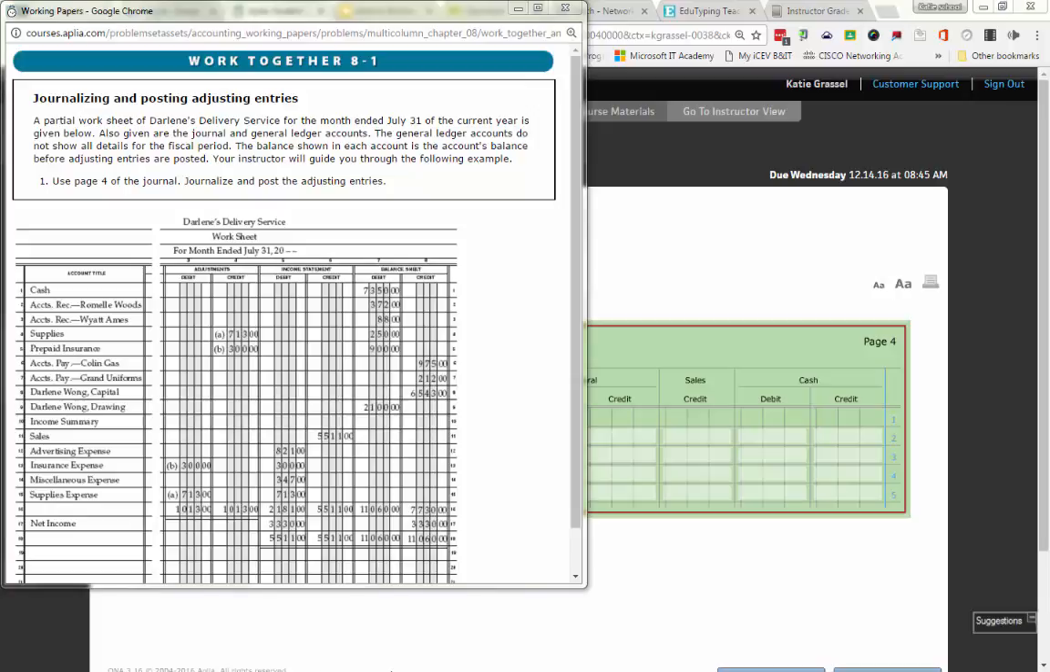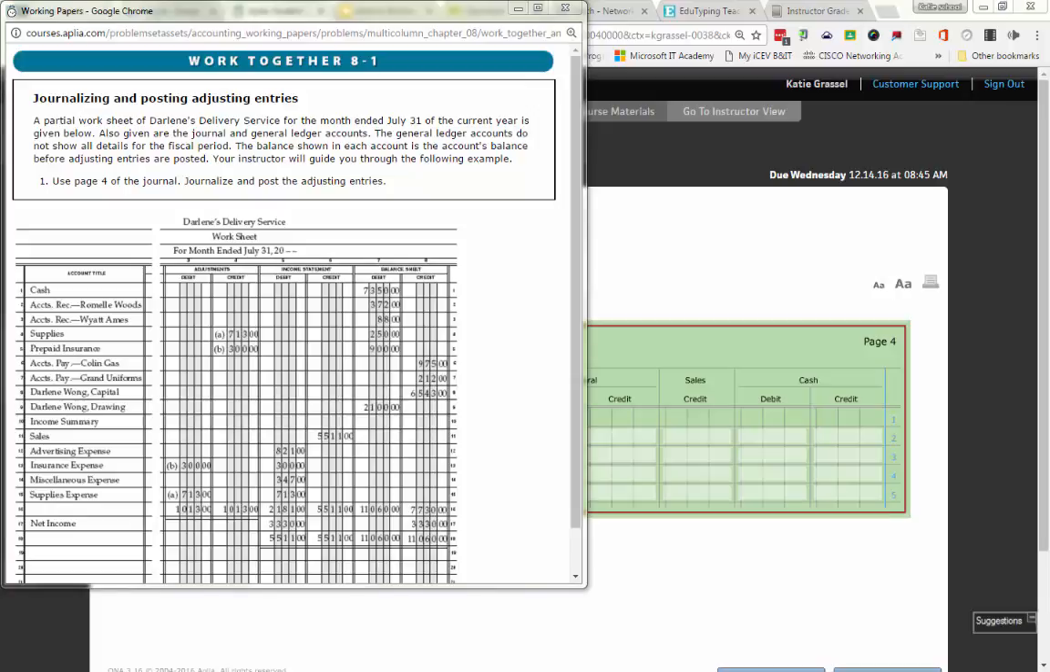Work Together 8-1 is turned on for you, and we're going to be taking a look at journalizing and posting our adjusting entries. What happened is we went through and used our worksheet, and on our worksheets we accounted for the fact that we used up some supplies and we used up some insurance. But we have not actually done anything to put that in our journal. So our actual account supplies or prepaid insurance has not been affected. We already calculated it and we already know how that's going to impact our net income, but we just need to take the step to go through and actually journalize it.